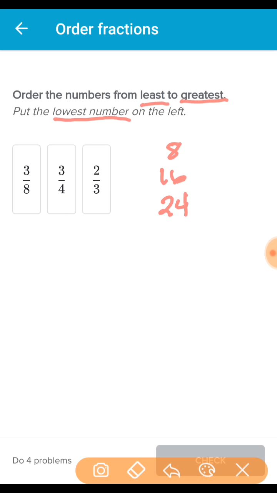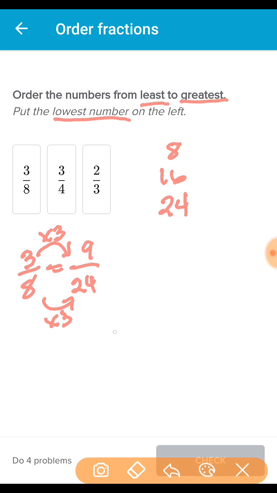So I now need to write an equivalent fraction for all of these fractions. So 3 over 8 becomes, if I have a denominator of 24, that means I'm multiplying by 3. So I multiply the top by 3, the numerator by 3, and that gives you 9. That means that my 3 over 8 is now 9 over 24.